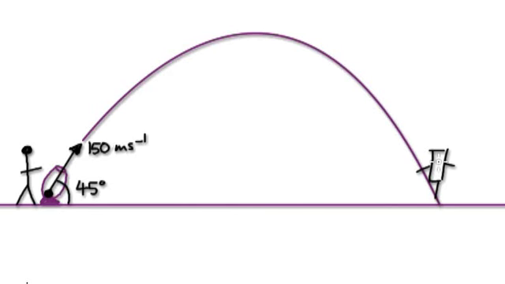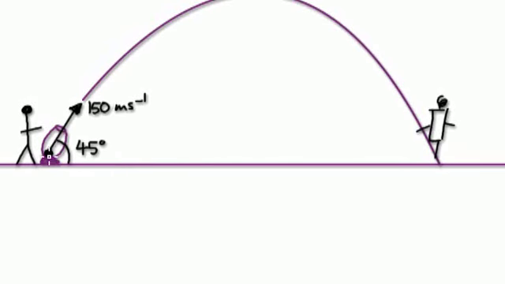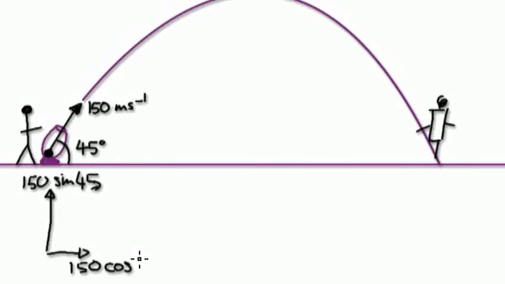Okay, so in order to answer this question here, break this diagonal motion into its vertical component and its horizontal component. So the vertical component would be 150 sine 45, and then the horizontal component will be 150 cos 45.